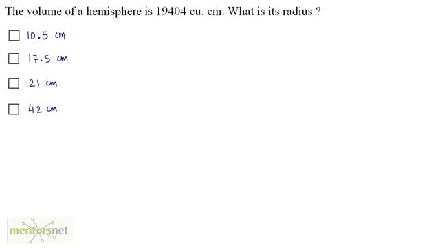The volume of a hemisphere is 19,404 cubic centimeters. What is its radius? Well, the volume of a hemisphere is equal to 2 by 3 pi r cube. That's actually half of the volume of a sphere, isn't it? So this volume is given to us, that's 19404 is equal to 2 by 3 into pi, which is 22 by 7, into r cube, right?